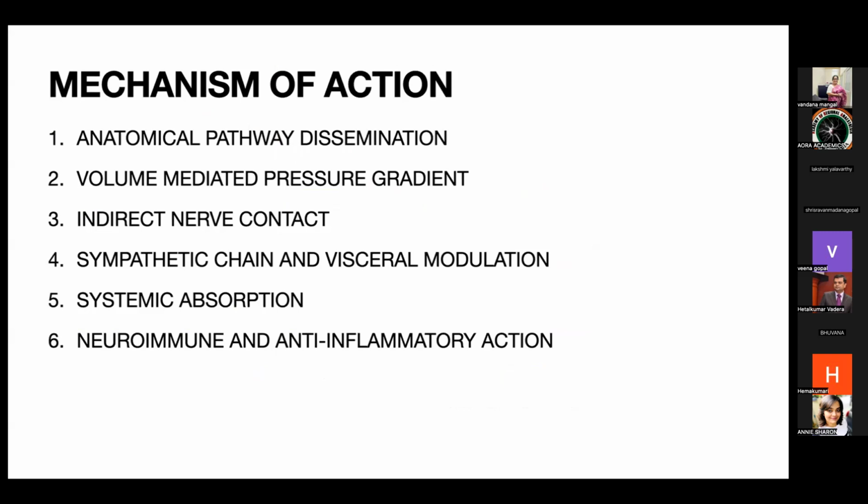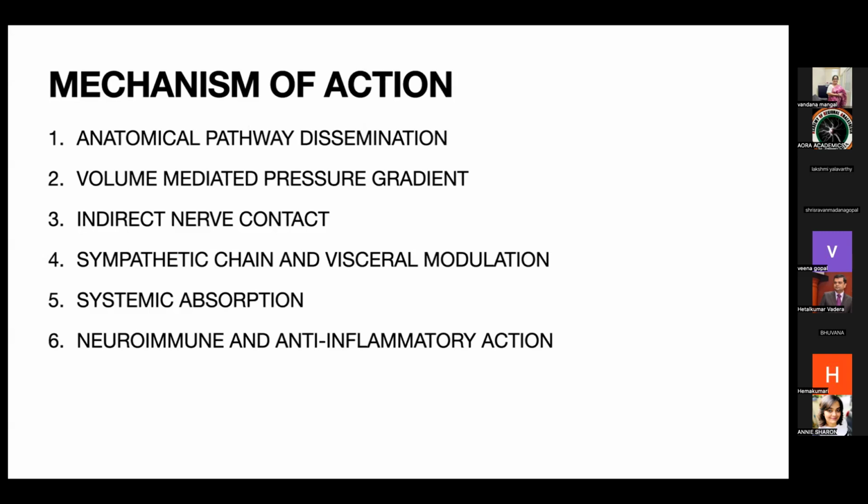Then you have the volume-mediated pressure gradient. Within these fascial planes, the local anesthetic is injected with some amount of pressure. This pressure leads to hydrodissection of the fascial plane and more spread of the drug in a longitudinal and transverse direction, so there is coverage of more nerves. Then indirect nerve contact: the local anesthetic diffuses through connective tissues to reach the nearby nerves without the needle coming in close contact with the nerve.